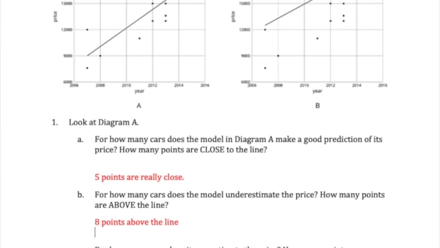And how many cars does it overestimate the price? Let's say I got 1, 2, 3, 4, 5, 6, 7, 8, 9 points below the line. So that's pretty good. That's as close as you're going to get for an odd number of cars. 1 is directly on the line. That's the closest you're going to get.